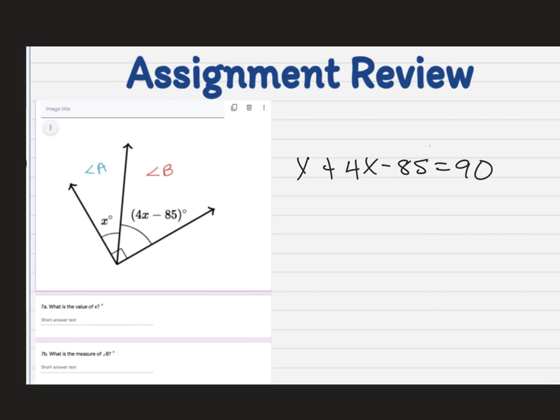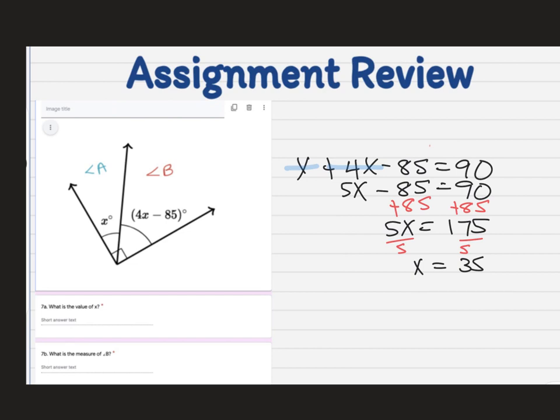Let's go ahead and combine our like terms to solve. So if I put the x's together, I get 5x minus 85 equals 90. And now we're going to go ahead and add 85 to both sides. So we get 5x equals 175. We're going to divide both sides by 5, and then we'll be left with x equals 35. So for our first answer, 35.